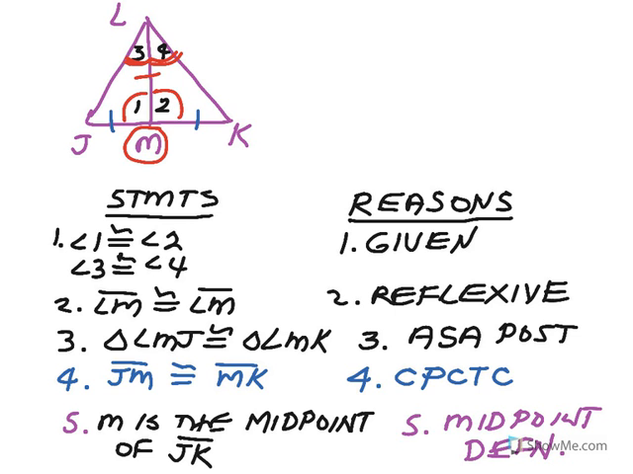So that's it for how to use corresponding parts of congruent triangles, the fact that they're congruent, to prove other parts of triangles congruent. And we can further use other parts to prove lines parallel, or prove that segments are bisectors, or that points are midpoints. So that's it.